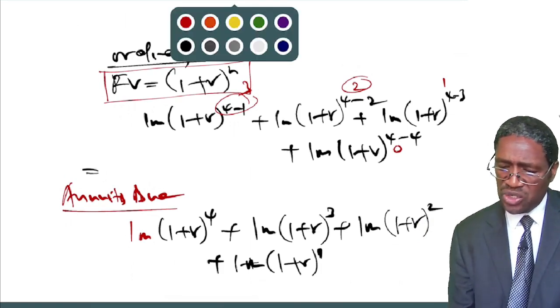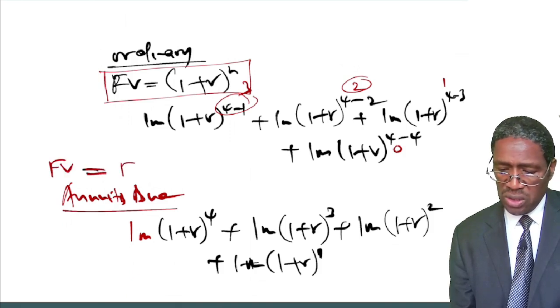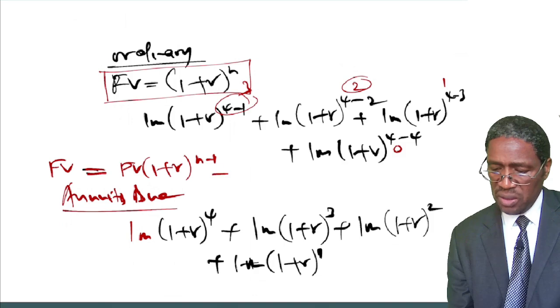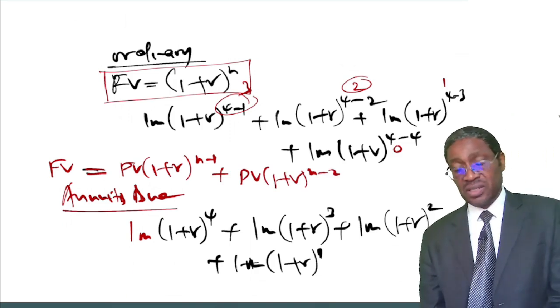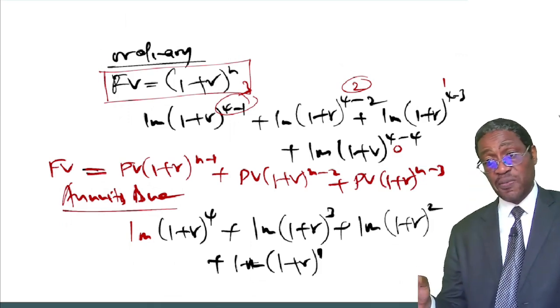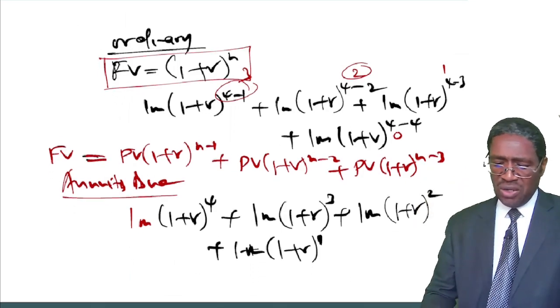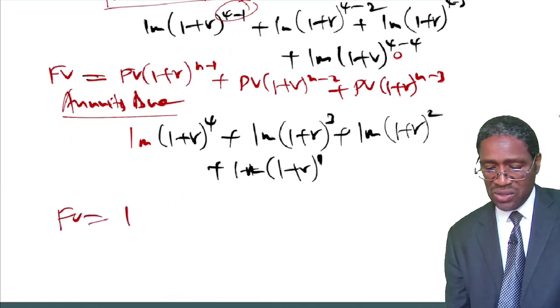we can express it to be future value is equals to present value into 1 plus R to the power of N minus 1, plus present value into 1 plus R to the power of N minus 2. Are you getting? Then plus present value into 1 plus R to the power of N minus 3, that way. So the first one I started by subtracting 1. Then I subtract 2.